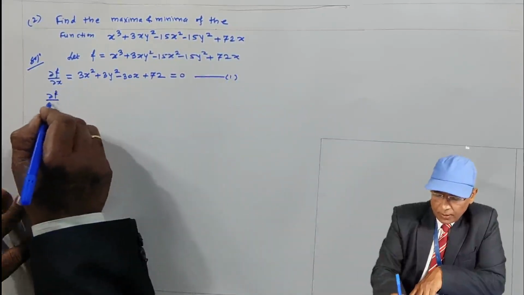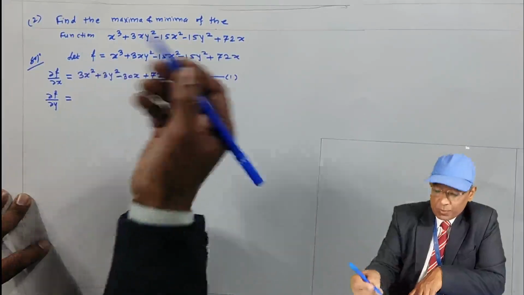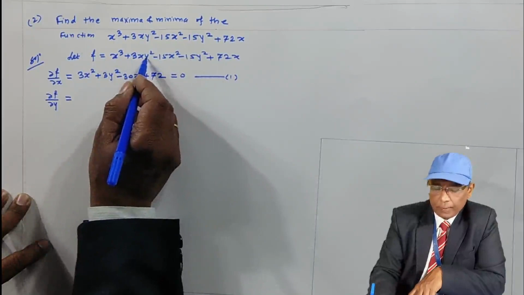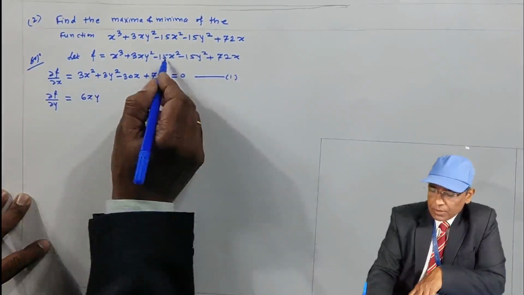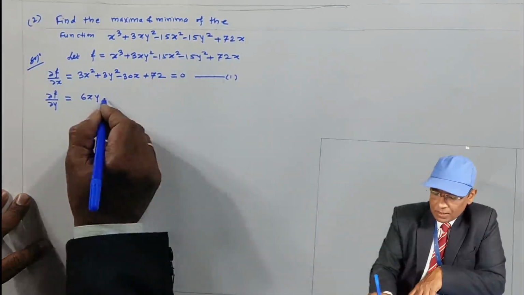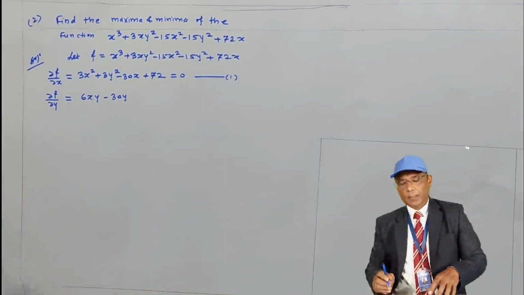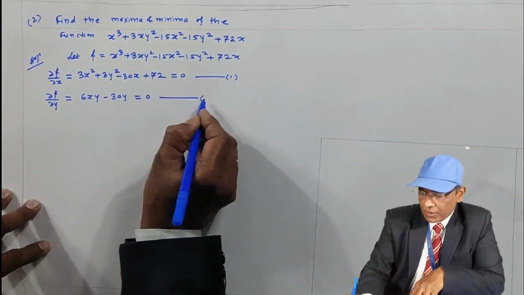Del f by del y equals, take the derivative with respect to y now. Derivative of this is 0. Derivative of this is 2y, that is 6xy. Derivative of this is 0. Derivative of this is minus 30y. Derivative of this is 0. This equated to 0 is our second equation.